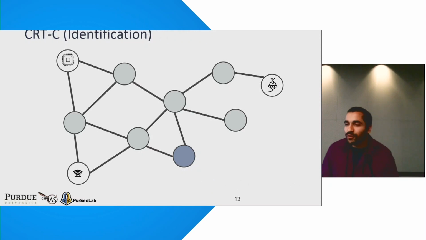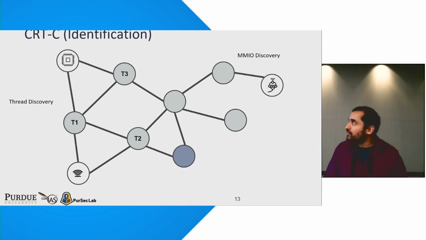As I said, the first thing that we need to do is identification. If you remember, the firmware already has the logical paths for different compartments. So we just use privilege as the guiding principle for CRTC in compartment identification. We discover all the threads in the system using thread discovery, all of the devices in the system using MMIO discovery, and anything else that's left out, we regard as the kernel compartment. So at this point, we have recovered all of the logical components in the firmware.